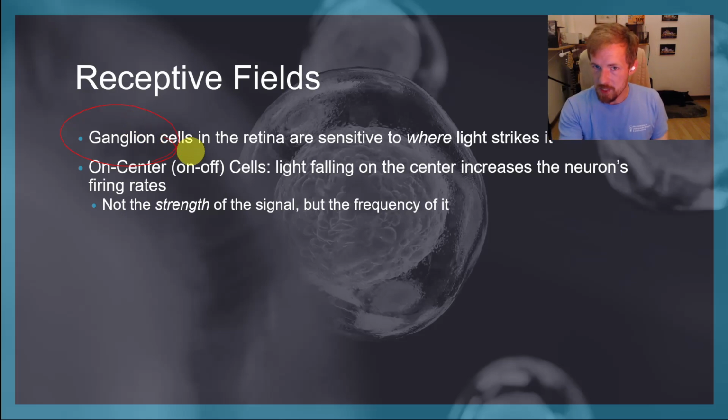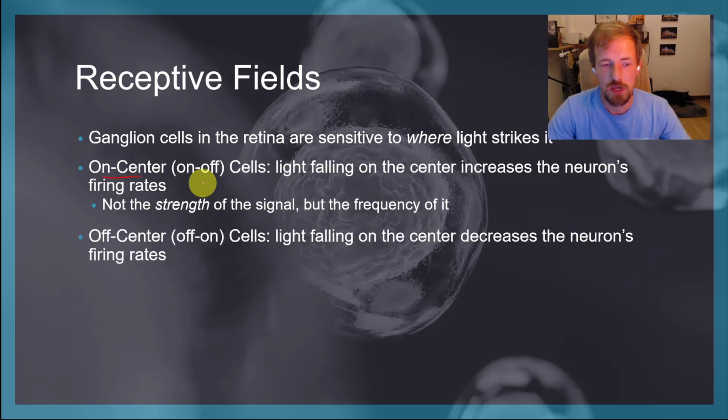So photoreceptors are like, is there light? Yes or no? And then what's going to help us figure out where that light is going to be are the ganglion cells. We have two different types of ganglion cells. We have on-off cells, which are sometimes called on-center cells, and we also have off-center cells, or off-on cells.